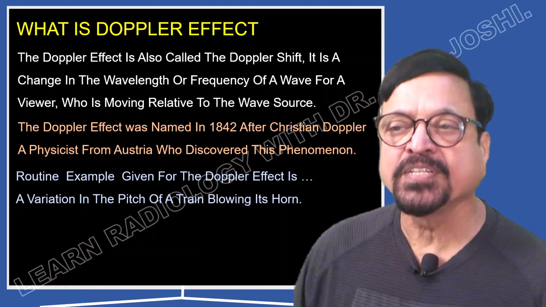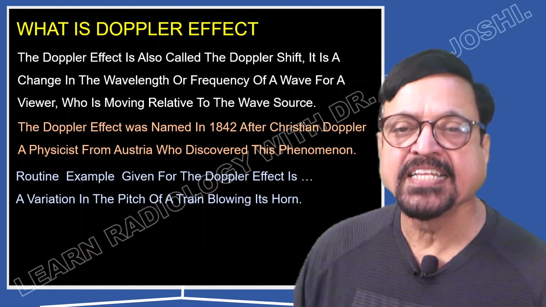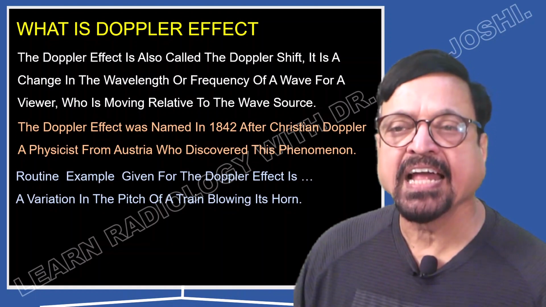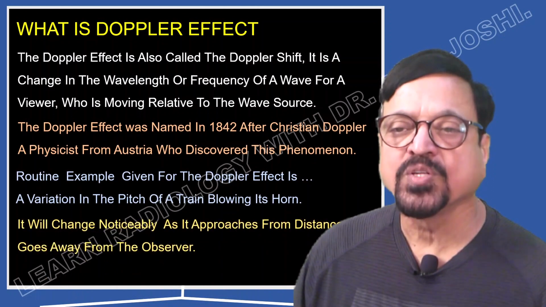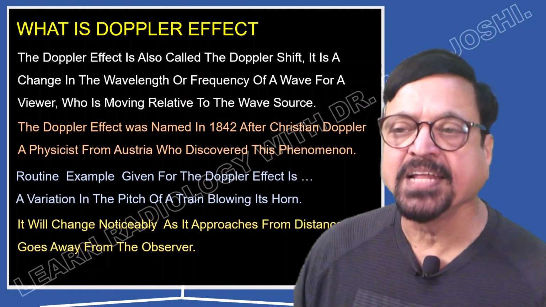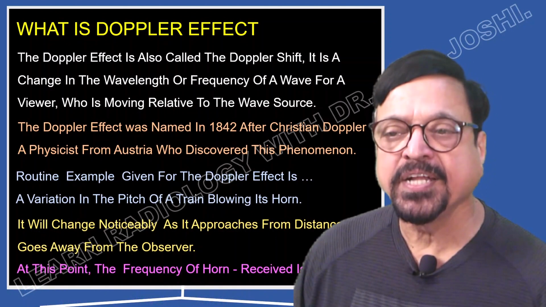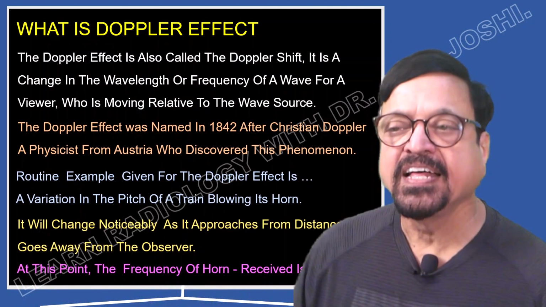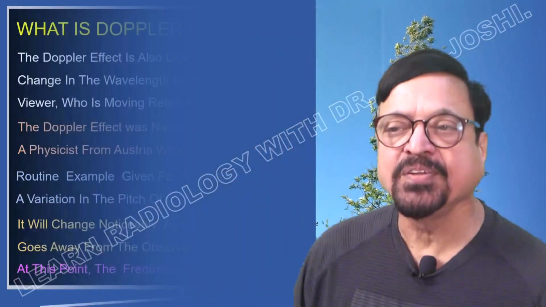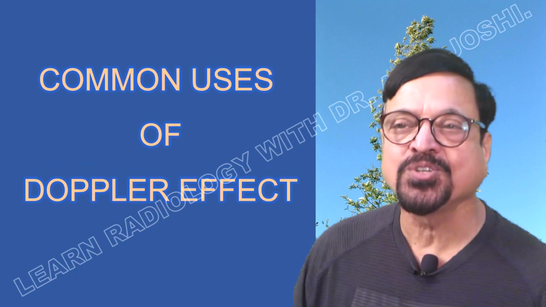A routine example given for this Doppler effect is the variation in the pitch of a train blowing its horn. It's coming from the distance, it approaches you, and after approaching it leaves you. So you will definitely appreciate a difference in the horn that the train blows. It will change noticeably as it approaches you from the distance and goes away from you. At this point the frequency of the horn received is high when you are standing at the station waiting for the train, but it doesn't stop for you.